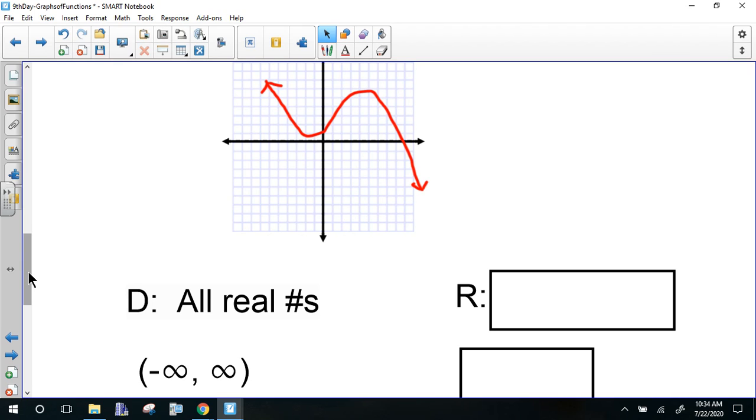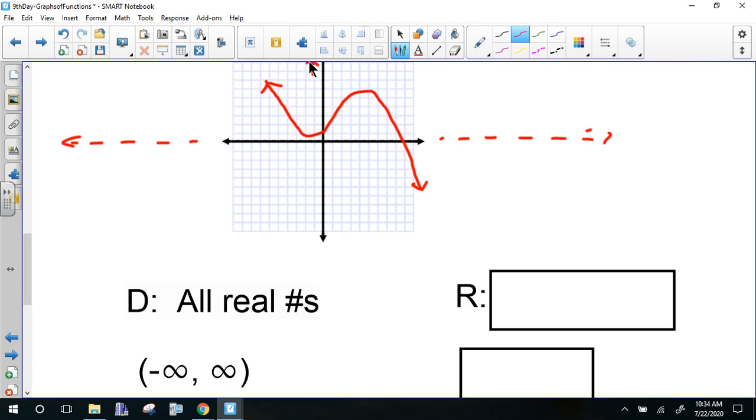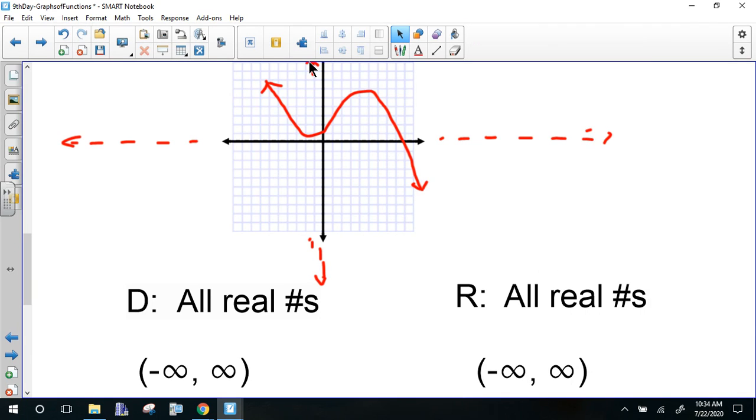Okay? Well, we know by the previous lesson that cubic functions are all real numbers for domain. Okay? It continues left and right forever and ever. It's going to keep going this way. It's going to keep going this way. And as a matter of fact, it's going to keep going up and it's going to keep going down, all going toward infinity. So the domain and the range are all real numbers.